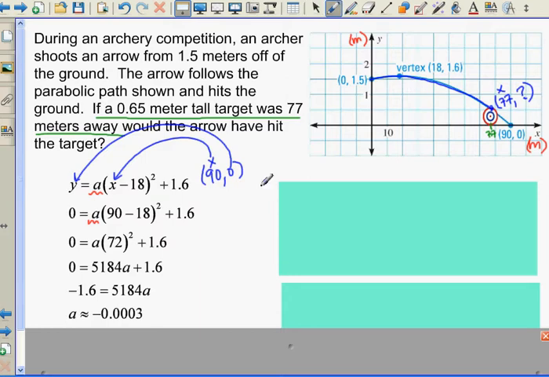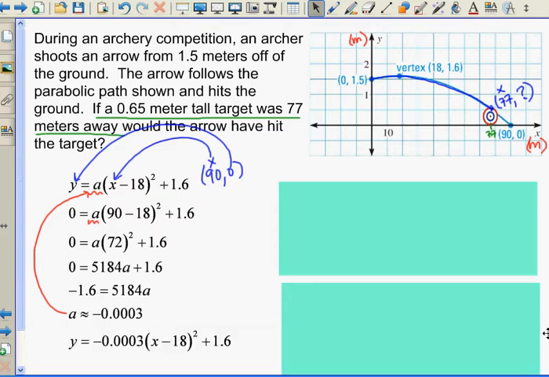Okay, so this is our a value. We can take that and plug it right in for a, and we'll have our full equation. And this is what our full equation will look like. Our a value and our vertex are in there.